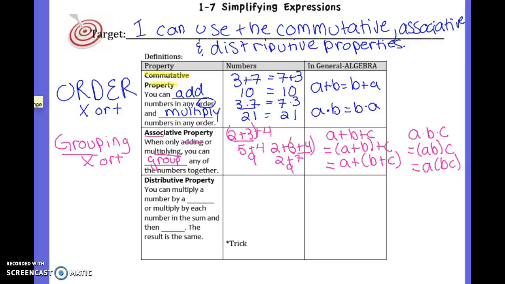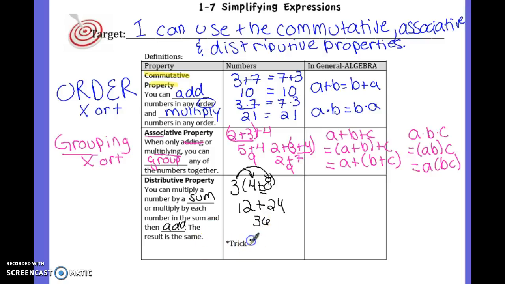The distributive property, which is by far my favorite of the properties, says you can multiply a number by a sum or multiply by each number in the sum and then add. So for instance, if you have 3 times 4 plus 8, you can multiply the 3 times 4 to get 12 and then add, because that's a plus sign, 3 times 8, which is 24. And you would get 12 plus 24 is 36.